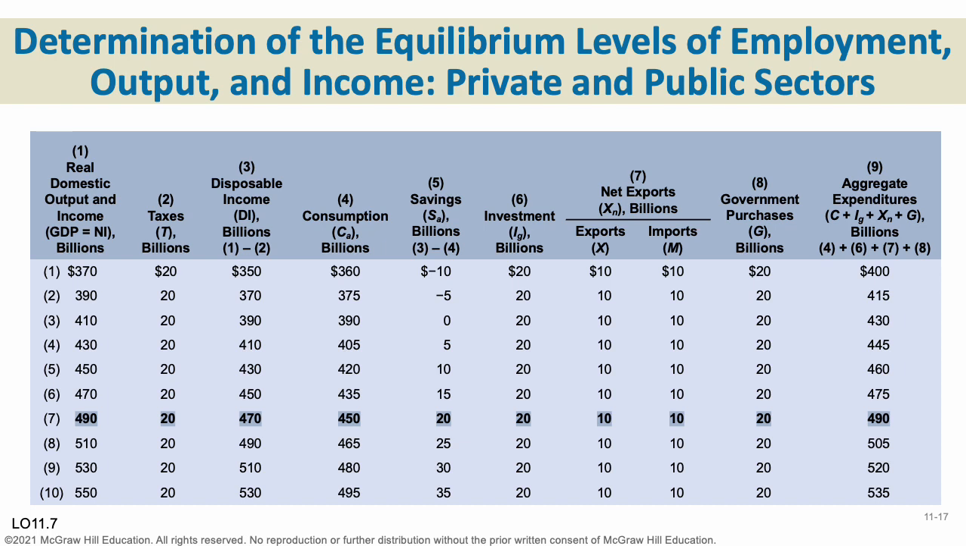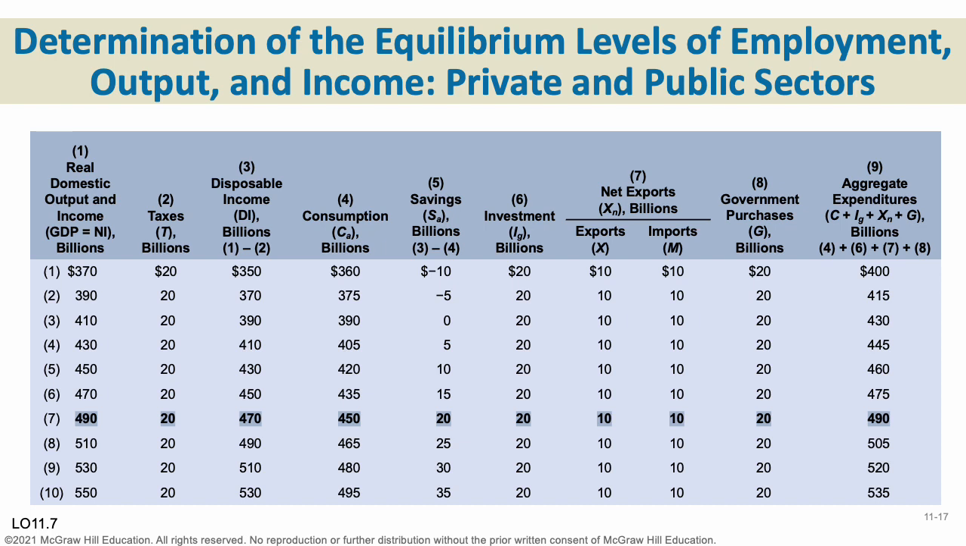Now let's take into account taxes. Taxes are going to reduce disposable income. And what we're going to get here is less equilibrium GDP. So we were at 550. Now, what are our taxes going to do? Our taxes are going to reduce equilibrium GDP by the amount of taxes times the multiplier.